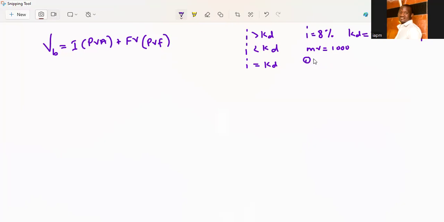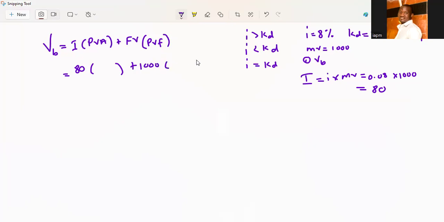Number 1, let's calculate the value of the bond. To calculate the value of the bond, we first calculate the capital I. Our capital I, which is the coupon value, is simply calculated by the coupon interest, small i, times the face value, MV. So we have 8% of 1,000, which is 80 kwacha. So that's where the job of the coupon interest ends. We're going to put 80 kwacha here. Then we have our base value, which is 1,000, and the interest factors. What is remaining here is to calculate the two factors.